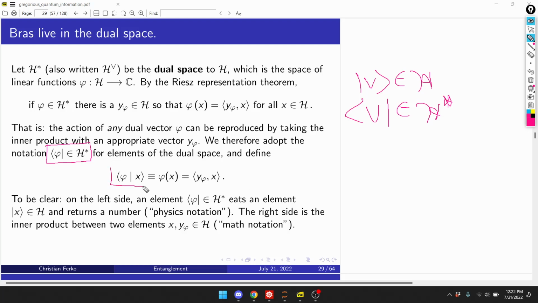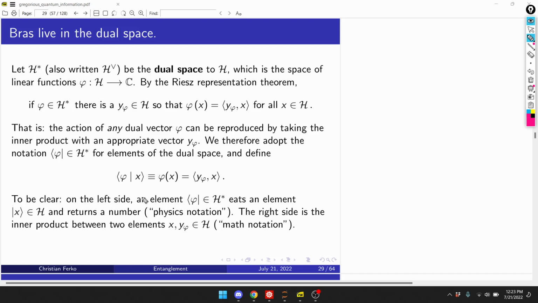So if I write a bra phi followed by a ket x, by definition, since a bra is an element of the dual space, this symbol means evaluate that element of the dual space, which is a function, on the vector x. But that looks just like the inner product. The inner product, y phi, where y is the element whose existence is guaranteed by the Riesz representation theorem, that element y phi, inner producted with x, is the same. So the bracket notation kind of reminds you that a bra acts like an inner product.